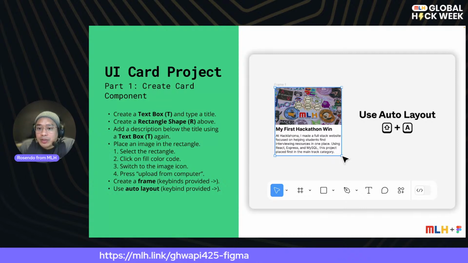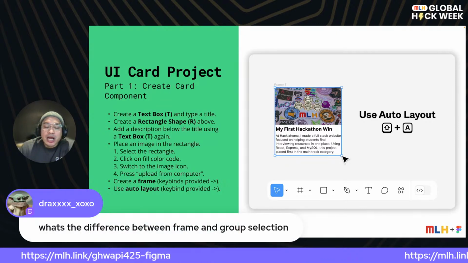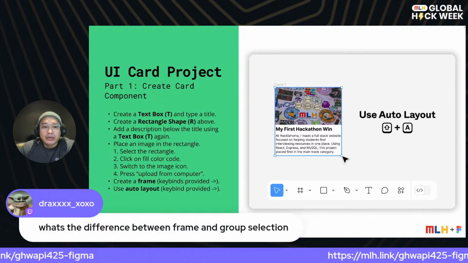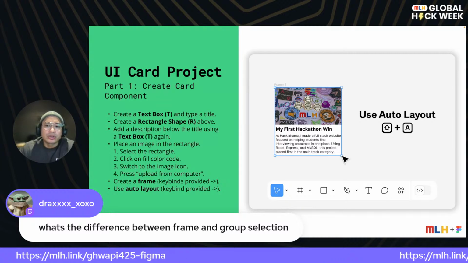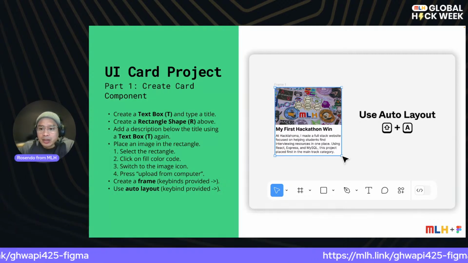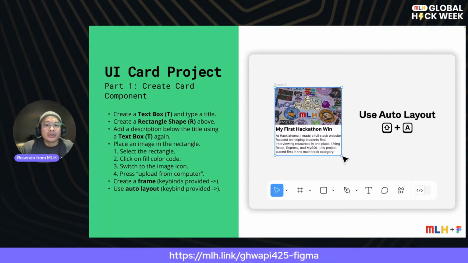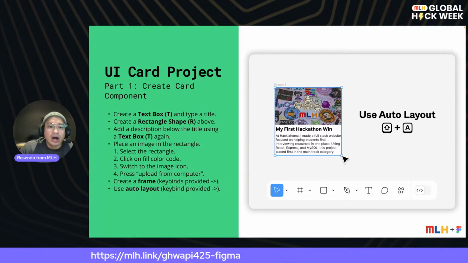All right, what's the difference between frame and group selection? So group selection is a little bit different. You could actually group everything together if you'd like. It'll do very similar things as a frame will do, but you won't be able to alter the properties the same way. Okay, cool. So it looks like questions are answered here. On to the next slide.